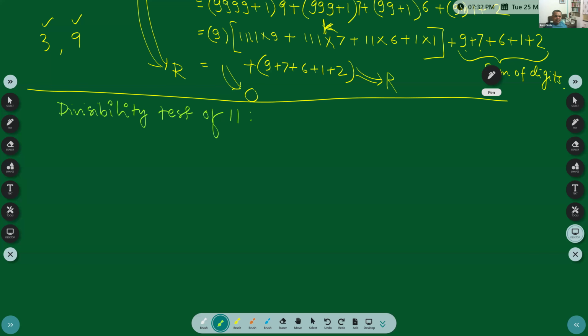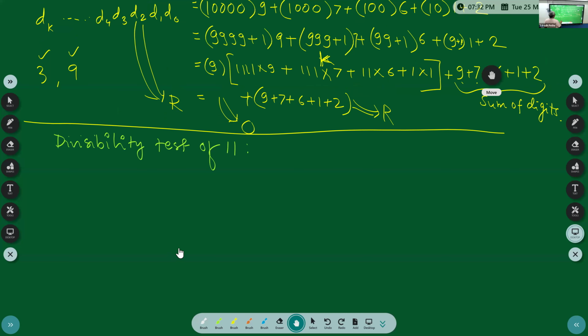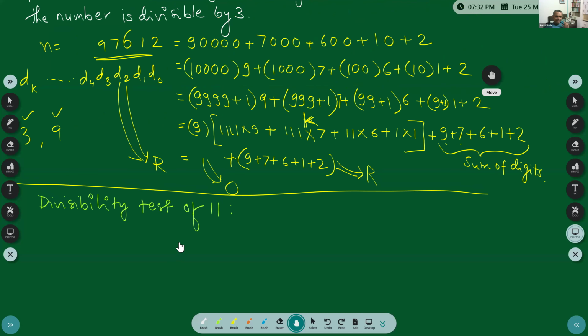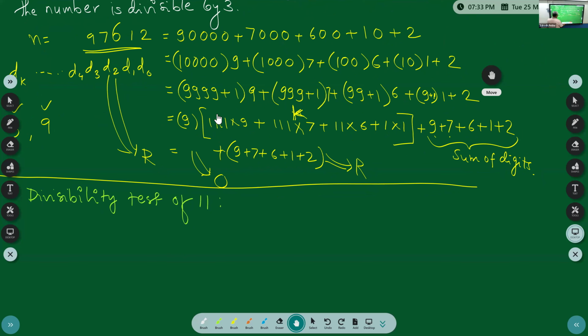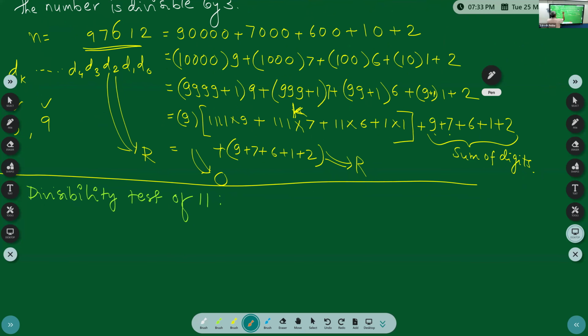Subodhji, yes, what we took out common in the upper part. Will it be 1111 into 9 or only 111? 1111 belongs to this 9999. 1111 belongs to this 9999. And oh, you are right. This is double. Correct.